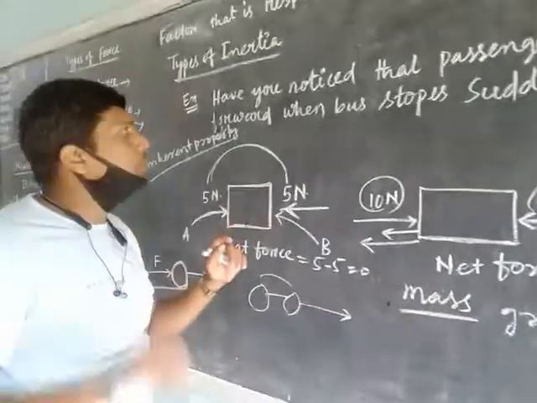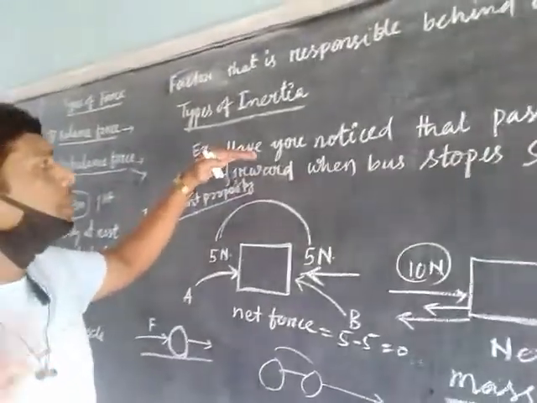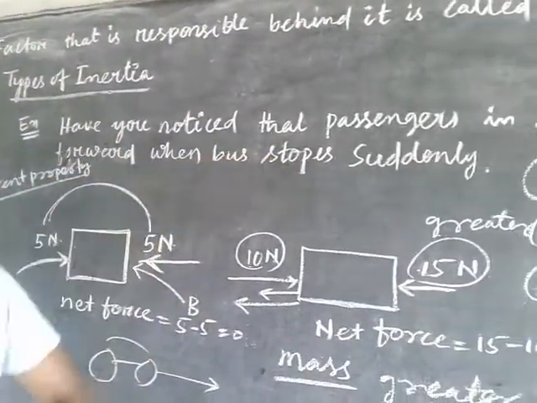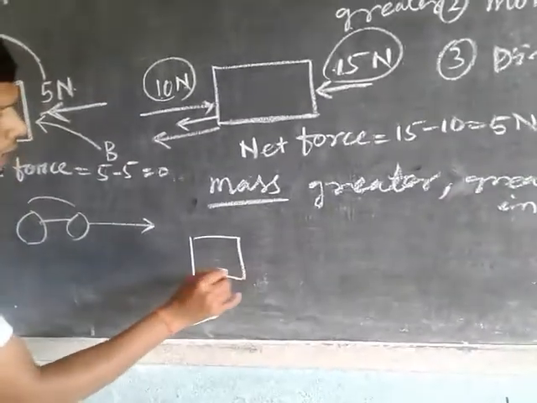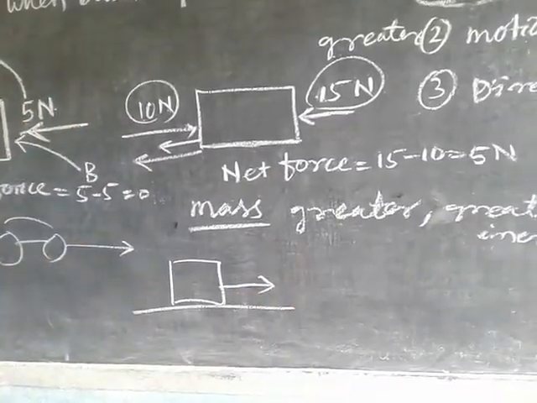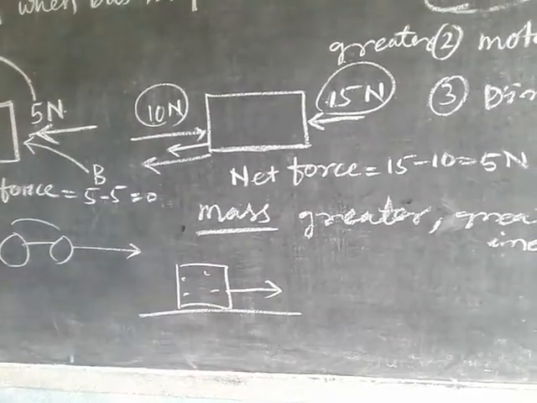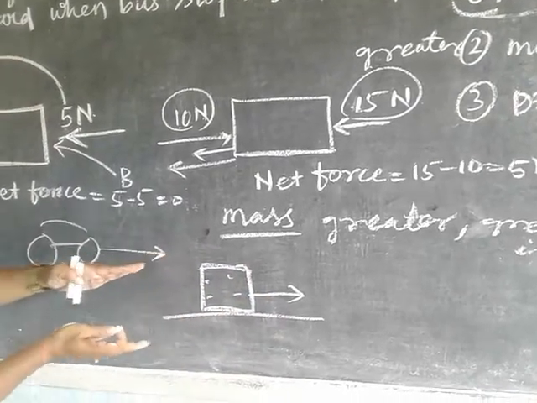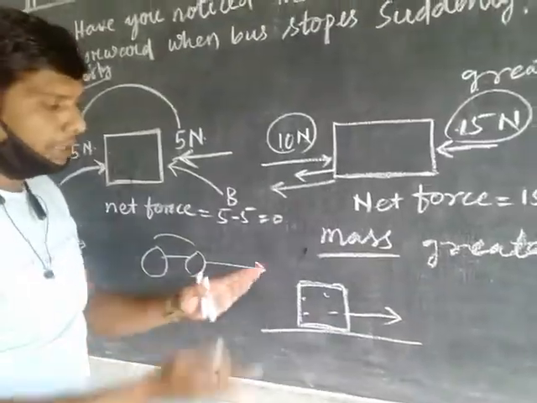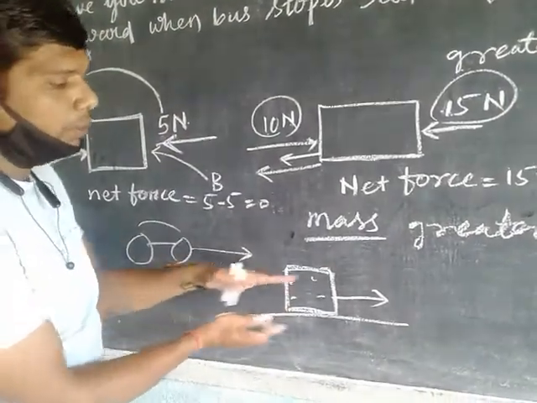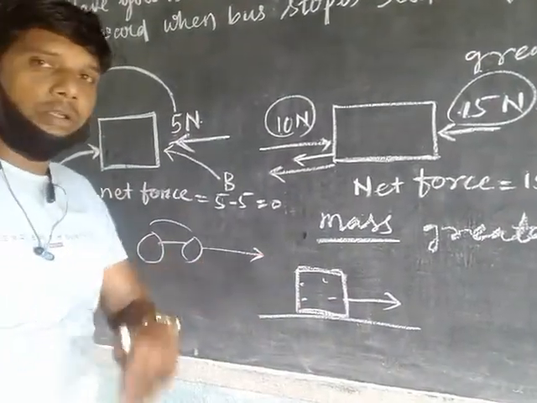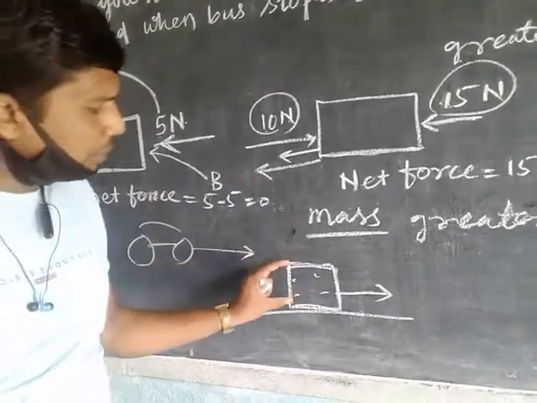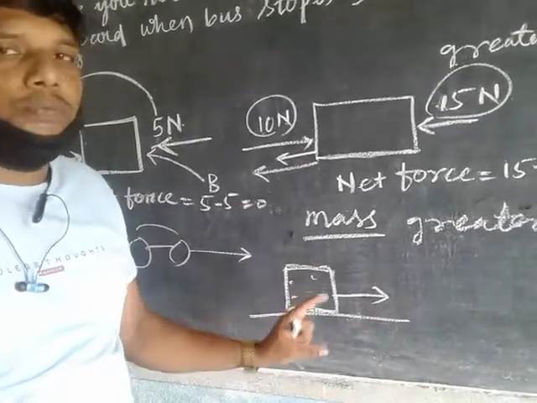Then see here, we will take one example. Suppose you have noticed that passengers in a bus fall forward when the bus stops suddenly. Suppose this is the bus and the bus is moving in this direction, and passengers are sitting here. When the bus is moving, the passengers inside the bus are also moving with the bus. That means they are also in motion. When the brake is applied on the bus, the bus stops suddenly.